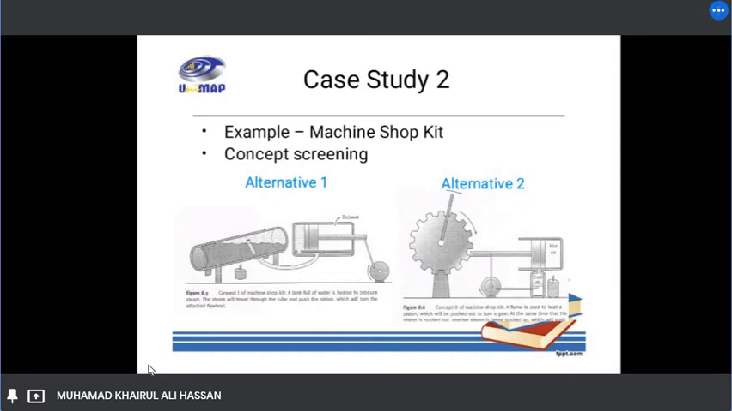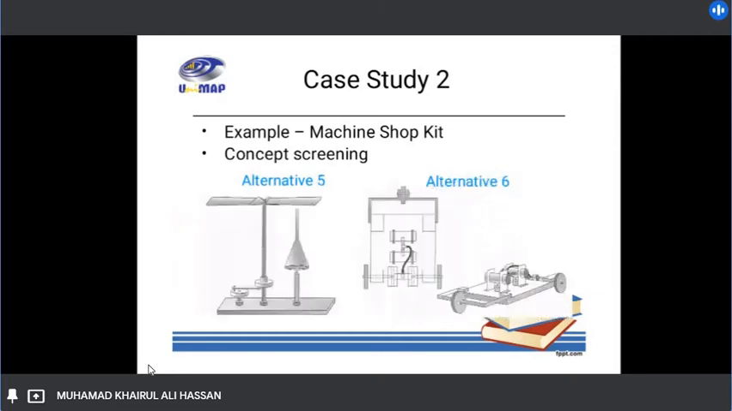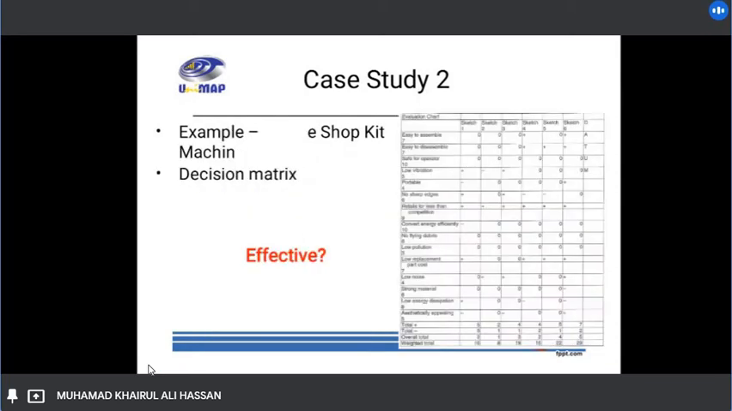Okay, so this is the output after we did the screening earlier, and then we got alternative 1, alternative 2, alternative 3, alternative 4, 5, 6. Based on those alternatives, we table them out, because we want to see the positive numbers and negative numbers, and from there we want to select which sketch or which concept needs to be selected. Okay, so this is the evaluation chart we need to use.